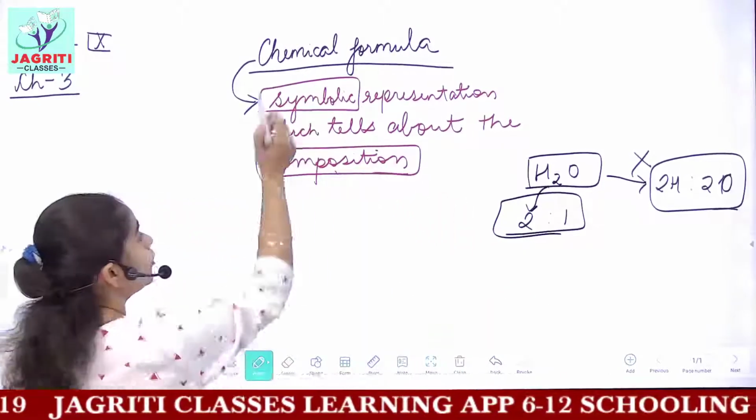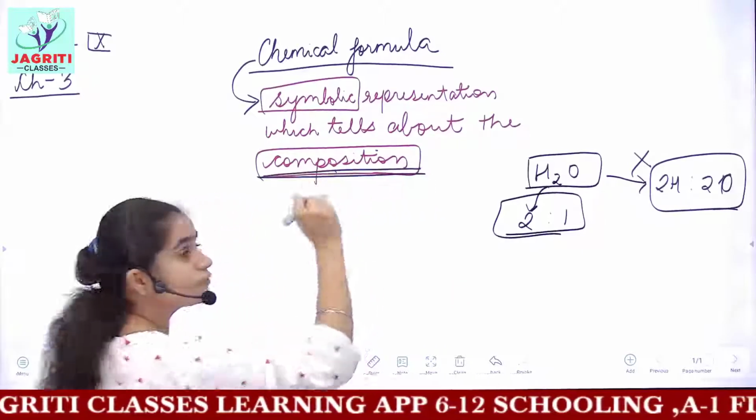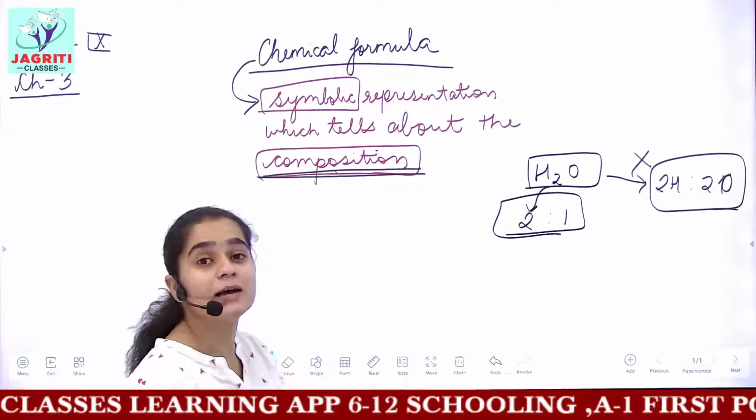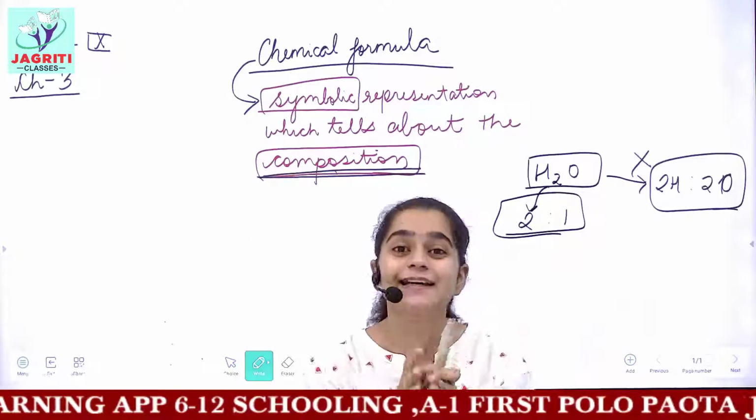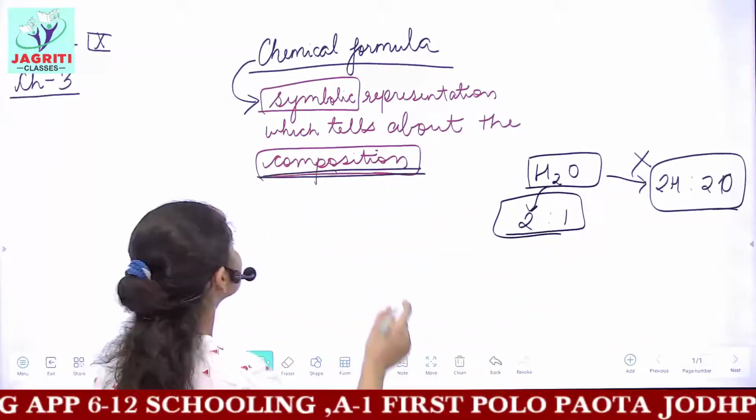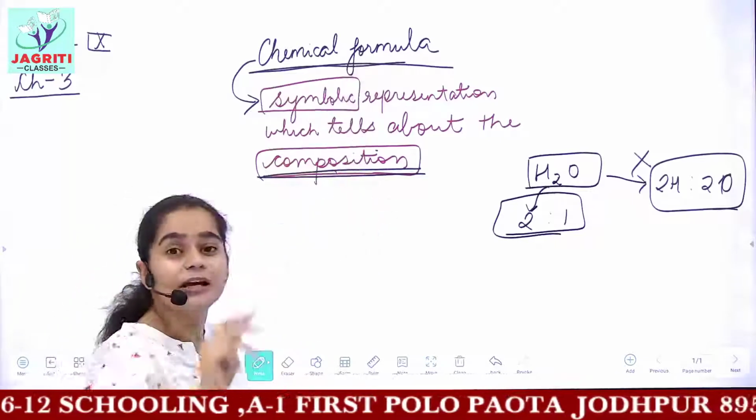So the chemical formula represents the composition of the compound. Composition means the number of atoms which are joined or linked together to form the compound. This is represented by the term chemical formula.